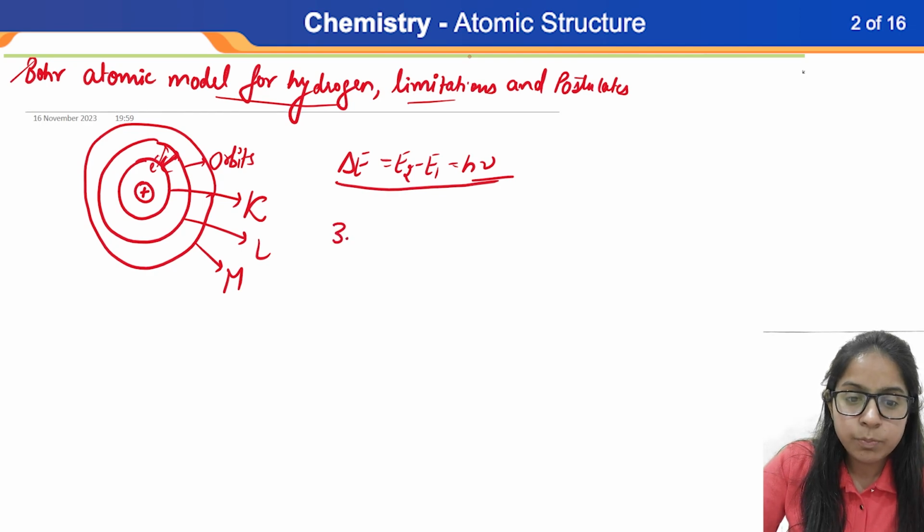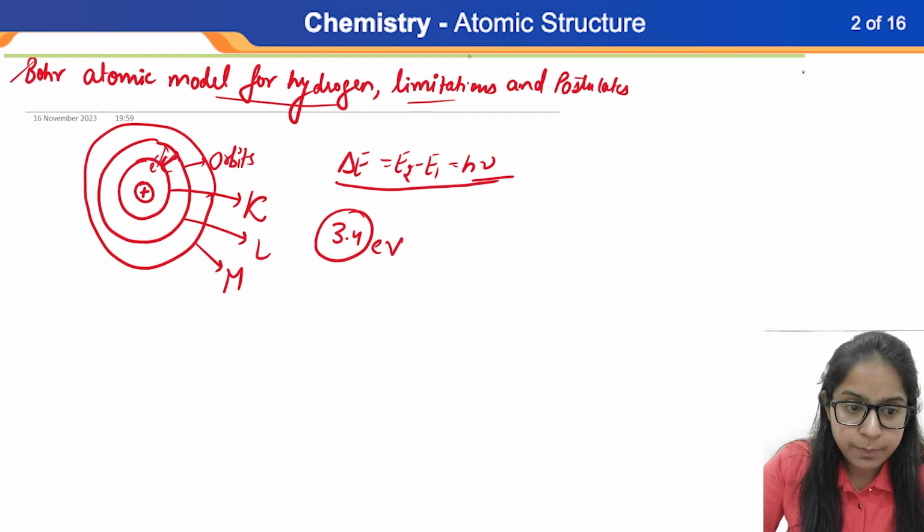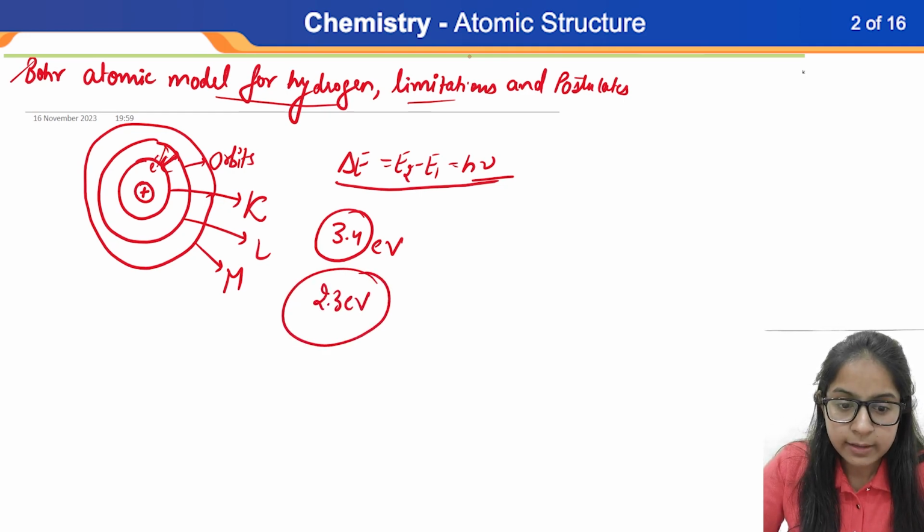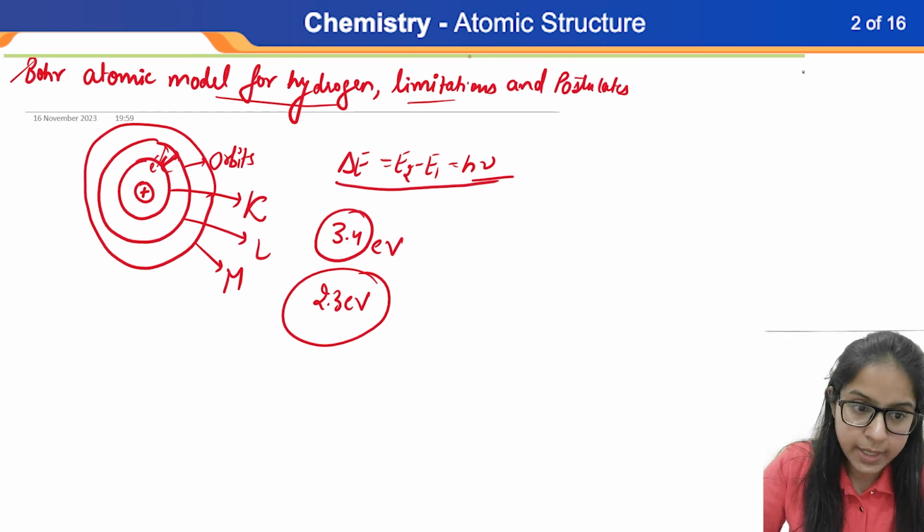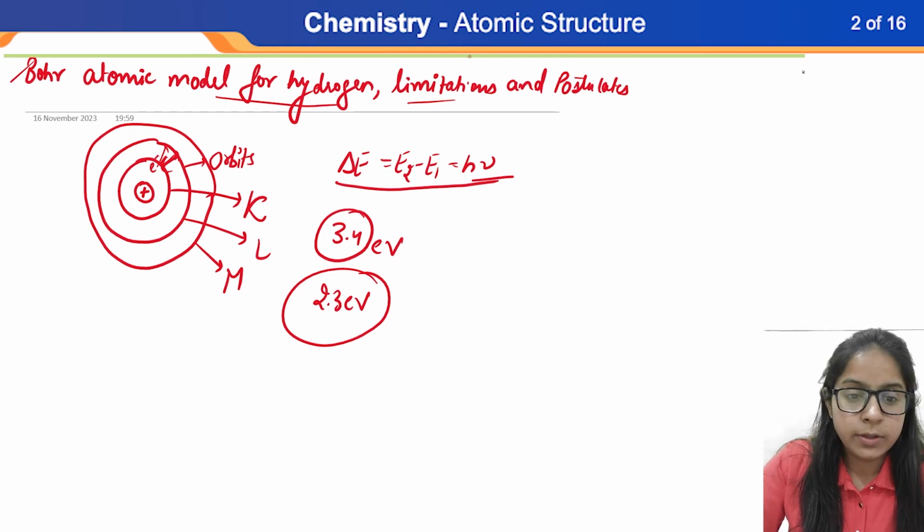I can explain this. Suppose I need to give 3.4 electron volt energy, or delta E, between particular orbits, but I give 2.3 electron volt. Then the electron is not going to absorb the energy and go to the excited state. It requires exactly 3.4 electron volt. So the energy difference is fixed.